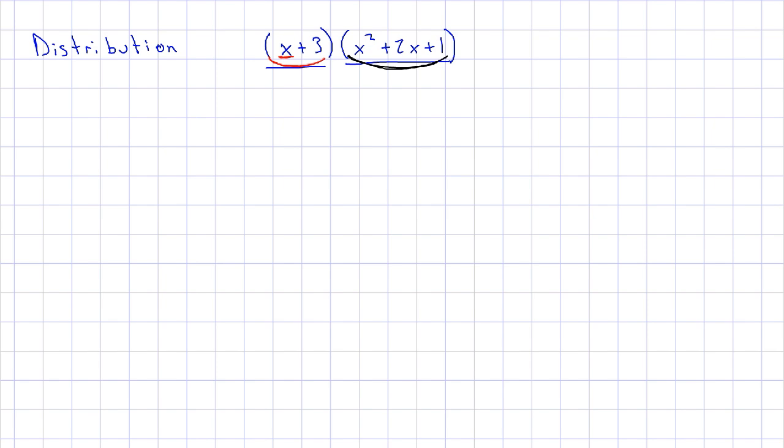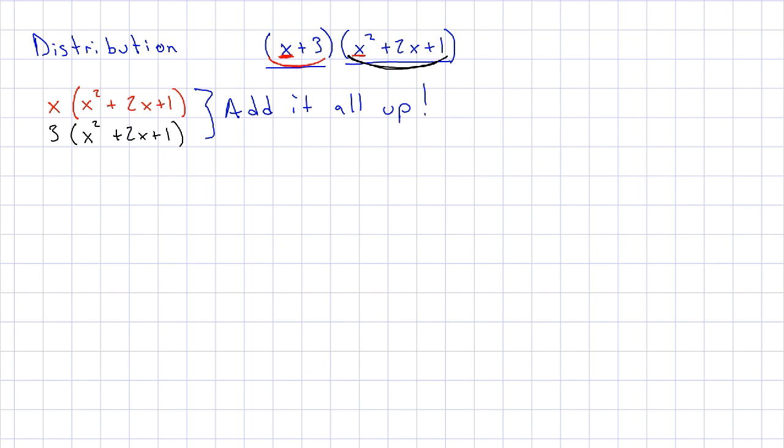So I will start with the x times x squared. I like to actually write it like this: x times this whole thing, x squared plus 2x plus 1. That's going to be my first. And then I know I'm also going to multiply the 3 by this whole thing, x squared plus 2x plus 1. And when I'm done doing each part separately, I'm going to add it all up.